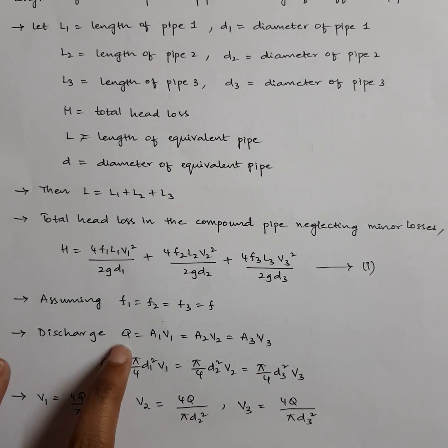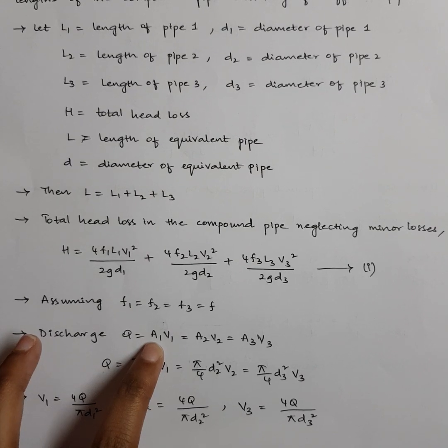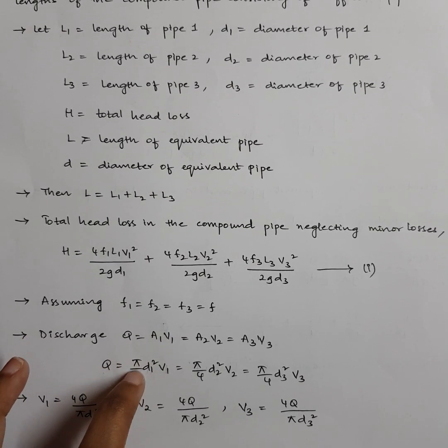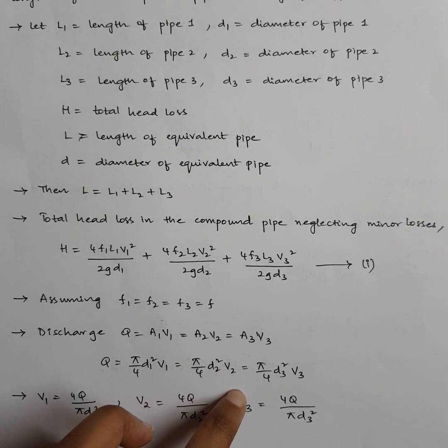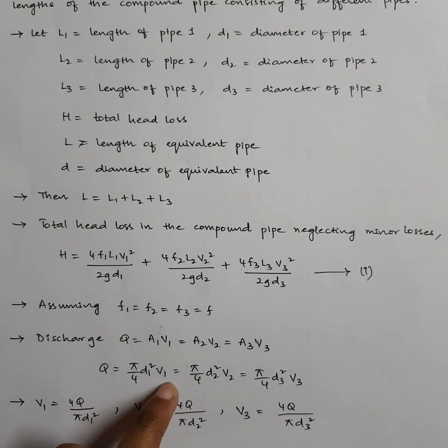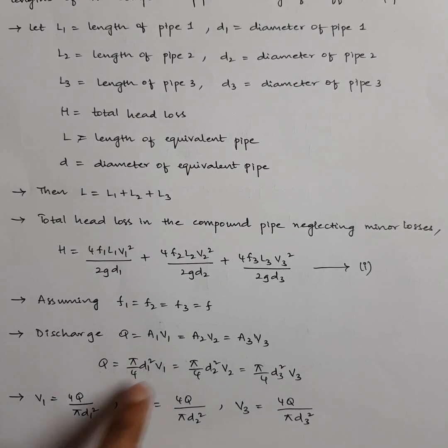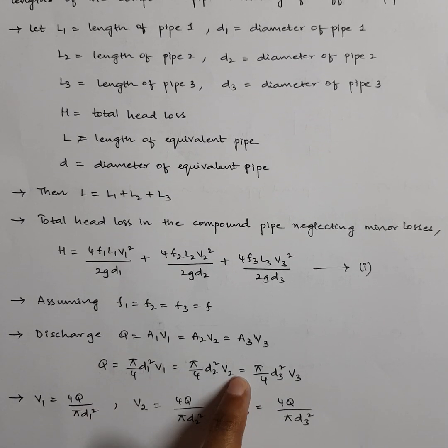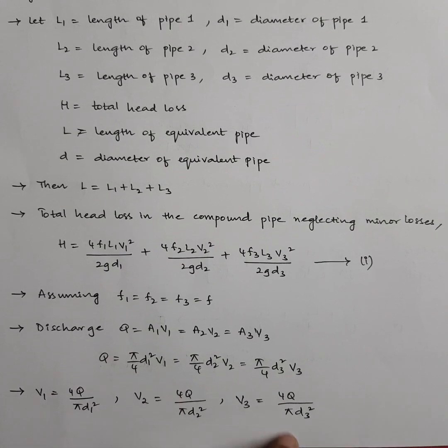From here, what is A1? Pi by 4 D1 square, because it's a pipe. So pi by 4 D1 square into V1. Similarly, A2 V2 will be pi by 4 D2 square into V2. Similarly, A3 V3 will be pi by 4 D3 square into V3. So from here, what can you write V1 as? This 4 will go here, so 4Q by pi D1 square. Similarly, what will be V2? 4Q by pi D2 square. Similarly, V3 will be 4Q by pi D3 square.